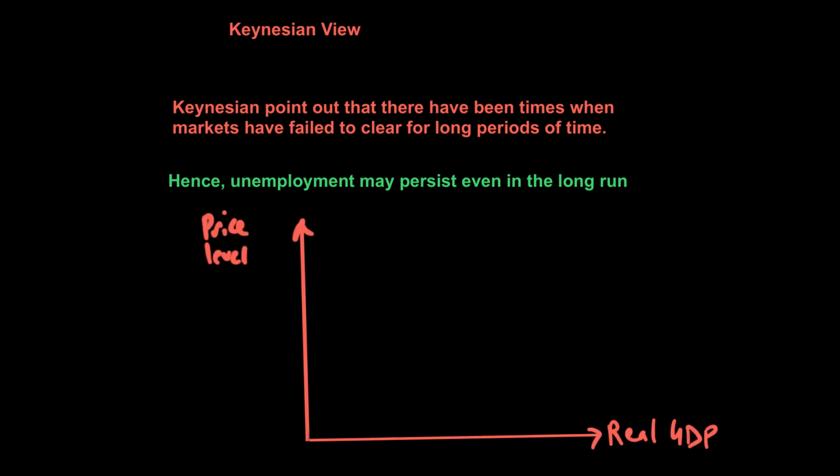So if we have price level on the y-axis and real GDP on the x-axis, the Keynesian view of the LRAS looks something like this. It is a completely horizontal line in the beginning, and then there's a gradual rise in the LRAS, and then it becomes completely vertical, something like this. So this is the LRAS according to the Keynesians, where this vertical part is where the full employment is.